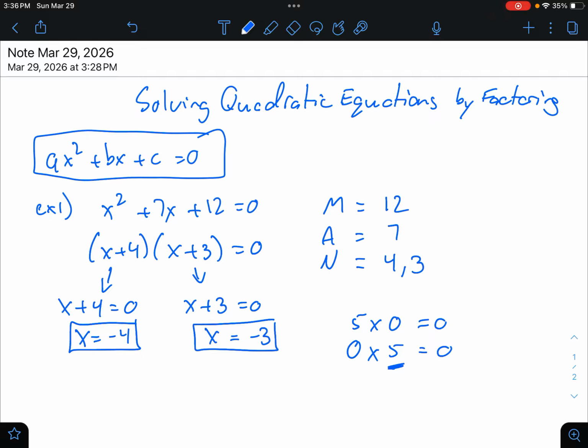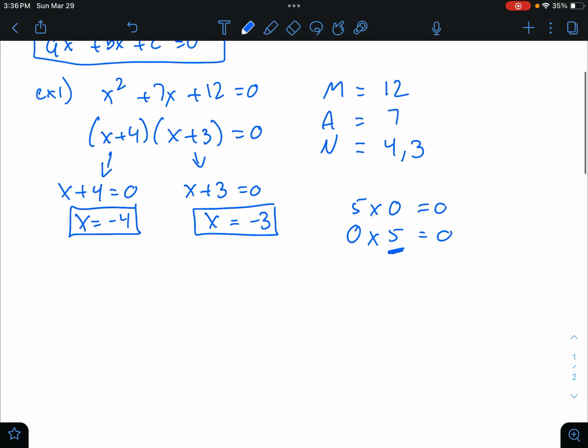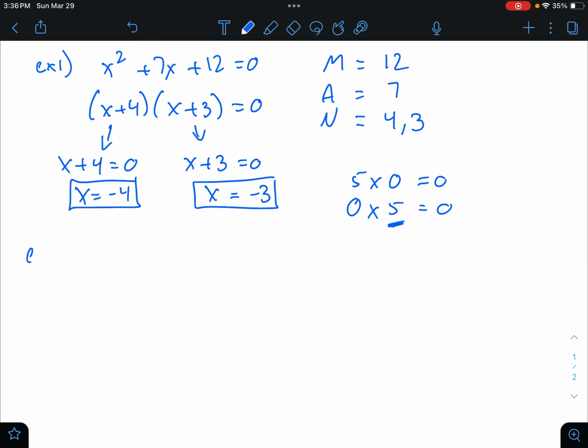So if you were to sub these values in, so negative 4 or negative 3, into their equation, it's going to work out to be 0. Okay? So that's the solution for the first one. We just solve it by factoring. We get our brackets. And then what you do is you set each bracket equal to 0 and then solve the little mini equation it generates.